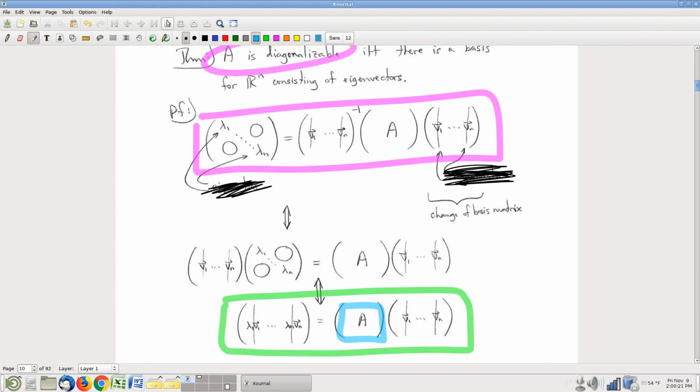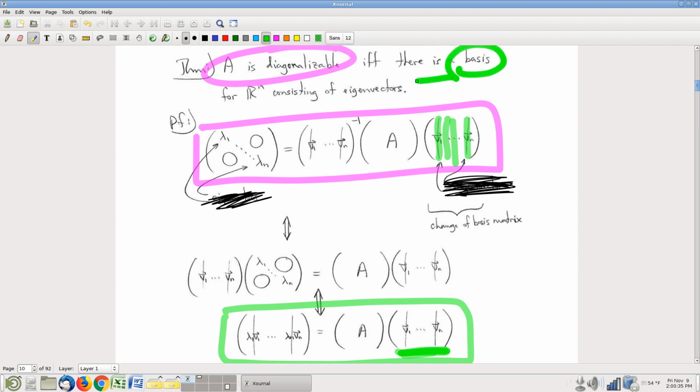All right, so therefore, these vectors v1 through vn, the columns of an invertible matrix, therefore a basis, are all eigenvectors. So this proves our result. What we were supposed to show is that diagonalizability gives you a basis of eigenvectors. We're supposed to show purple implies green.